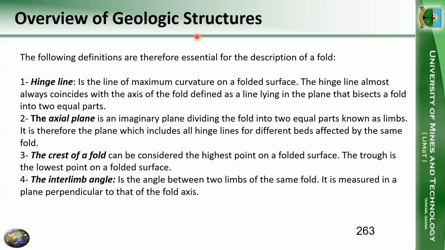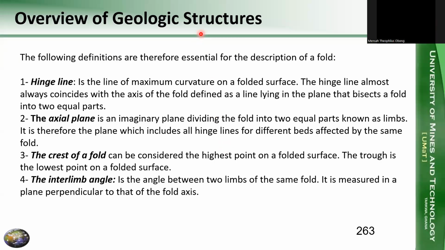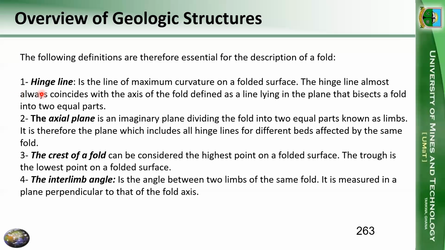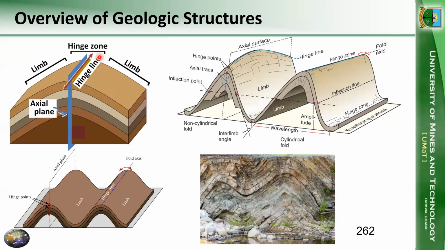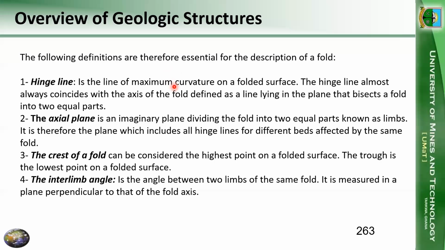So in effect, we just discussed some key features of a fold. We looked at the hinge line, which is the line of maximum curvature on the folded surface. And then we also look at the axial plane. It's an imaginary plane dividing the fold into two equal parts known as limbs.